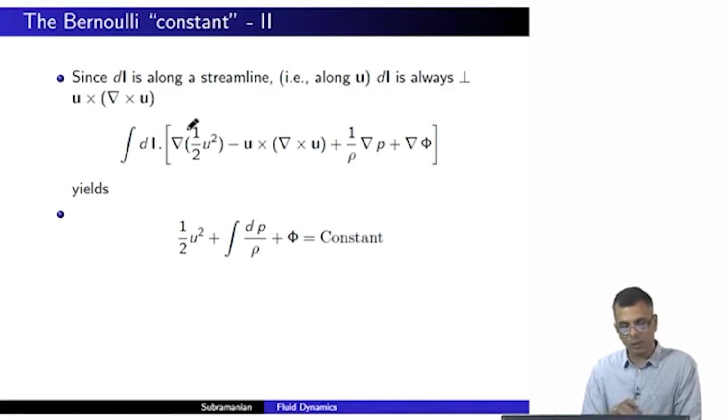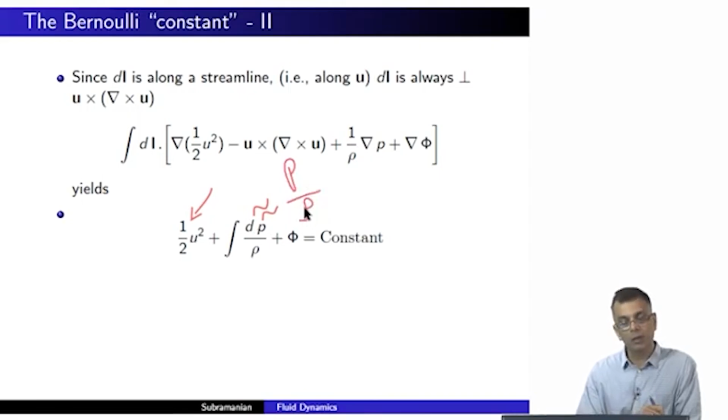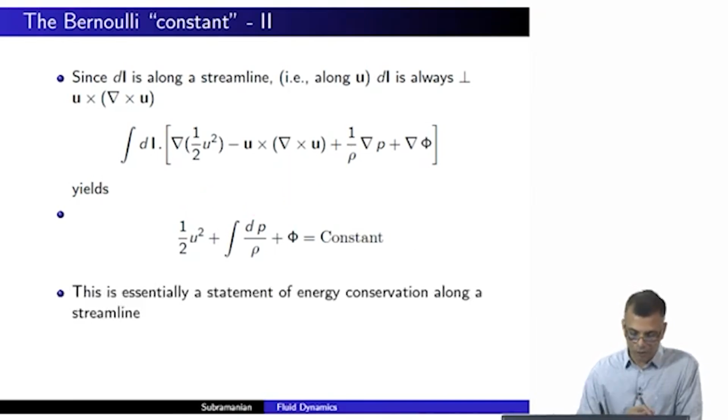So, this is a perfect differential, right. So, you simply get half u squared, very simple. And this is also kind of a perfect differential. So, it is really dp over rho and you are integrating over dp. Sometimes many people get a little careless and just write this as p over rho. This again is a perfect differential. So, you simply write phi when you integrate along the streamline. It is a perfect differential. So, this is a central result, and because it is a constant.